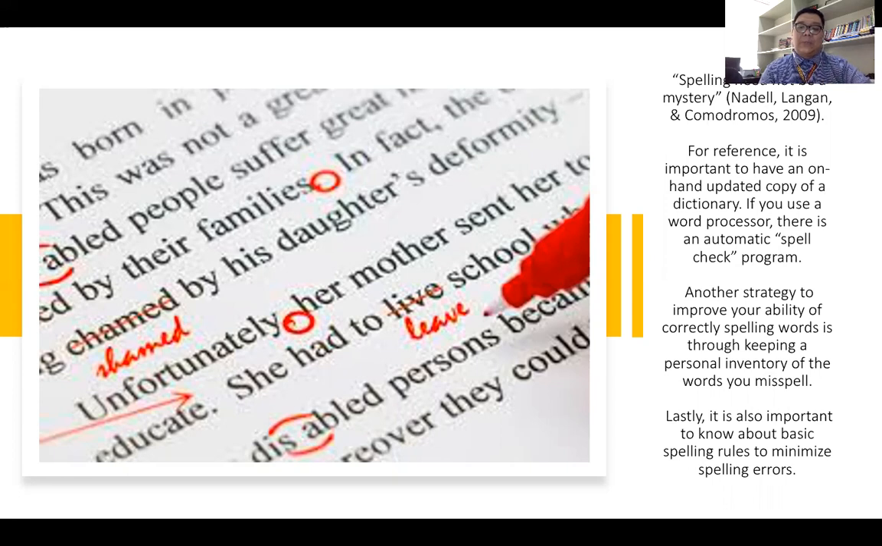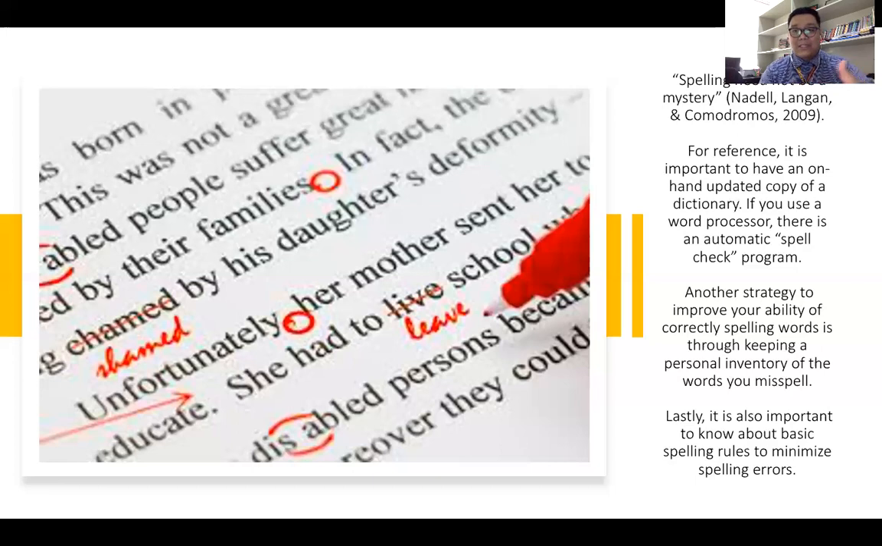Another strategy to improve your ability to correctly spell words is keeping a personal inventory of the words you misspell. In this case, it is essential that you list all of those words that you commonly misspell and take time to review them so that you can internalize the correct spelling. And the next time that you spell these words, you get them correctly already. And then, lastly, it is also vital to know basic spelling rules to minimize spelling errors.